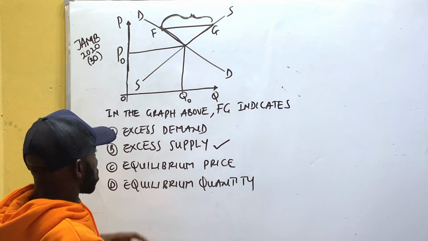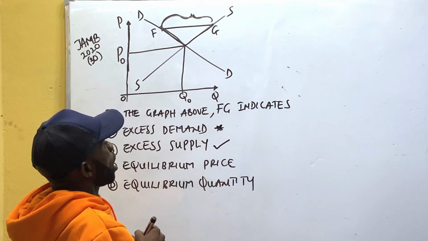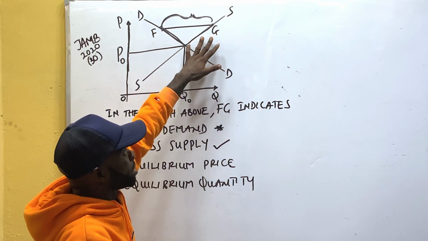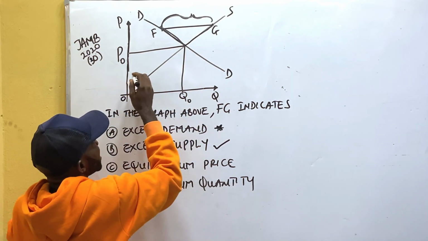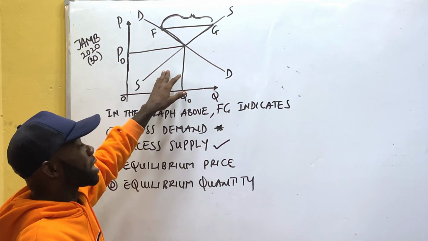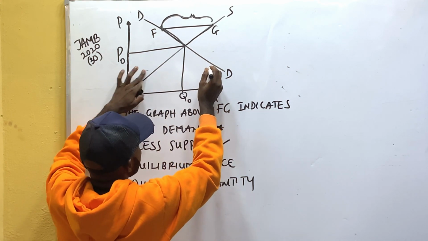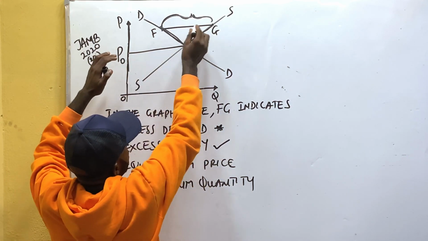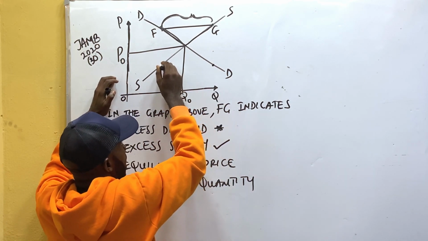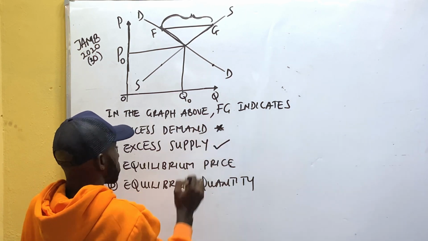Option A is not correct because we do not have excess demand. Below this equilibrium price, which is also known as maximum price legislation, we would have had excess demand. Option A would have been correct if this price was fixed below. Demand will be higher than supply. But since that's not the case, option A cannot be correct.